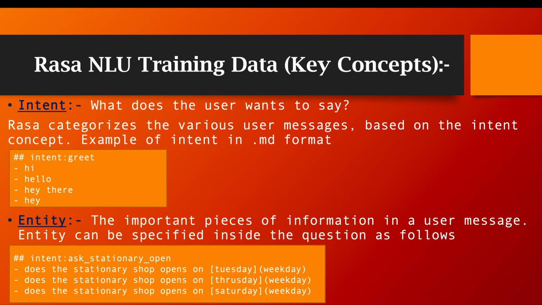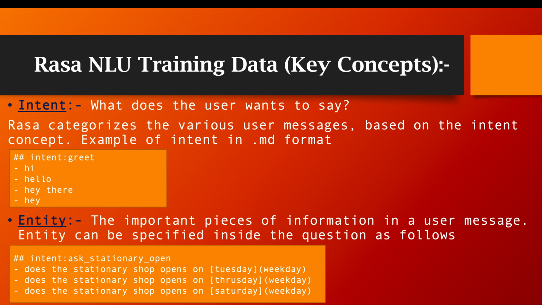Entities are the important pieces of information in a user message. Entities can be specified inside the question as follows, just like in this format. So here in this example, we see that the intent is asking about when a stationery shop opens. So we give the example like, does the stationery shop open on Tuesday, weekday? Second example, does the stationery shop open on Thursday, weekday? So in these sentences, weekday is the name of an entity and the values which the weekday can take are, for example, Tuesday, Thursday, Saturday, and they are given in square brackets.